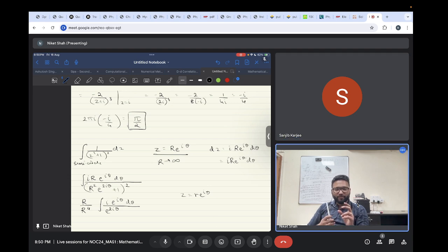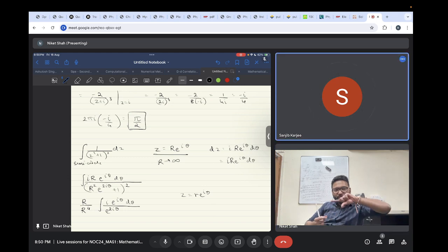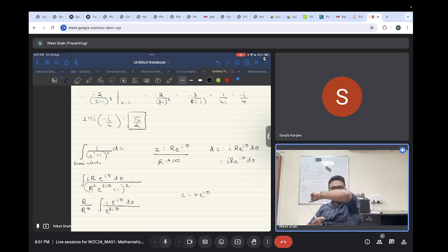We can write any complex number as r e raised to power i theta. Now what I'm saying is that take r to infinity. So r e raised to power i theta, this can be small, like this. But now I'm taking r to infinity. So that's why this is an infinite semicircle. Does this make sense?